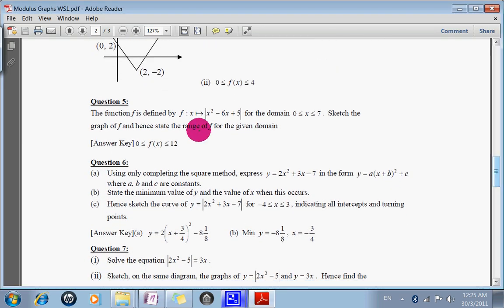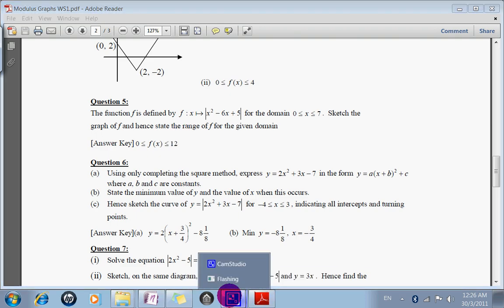For questions which are quadratic, you must use the completing the square method or the line of symmetry method to sketch the graph inside the modulus first, then reflect up or reflect down according to the case. Okay, that's the end of the example.